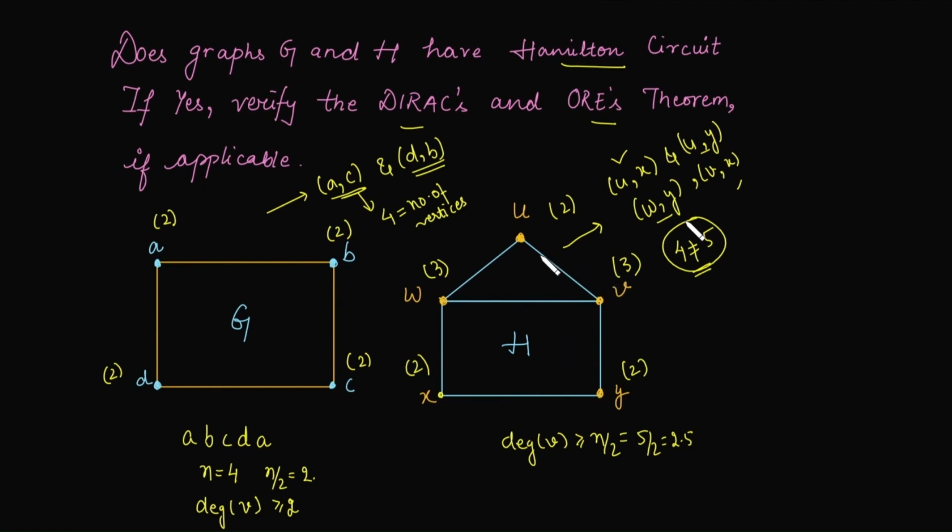For that, let's try to find a path that covers each and every vertex exactly once and the end points are the same. So start from the vertex U, move to V, Y, X, W and back to U. You can observe that Dirac's and Ore's theorems are not applicable, but still we can find the Hamilton circuit, because these theorems are one-way results. If these conditions are not valid, it is still possible that the graph has a Hamilton circuit.